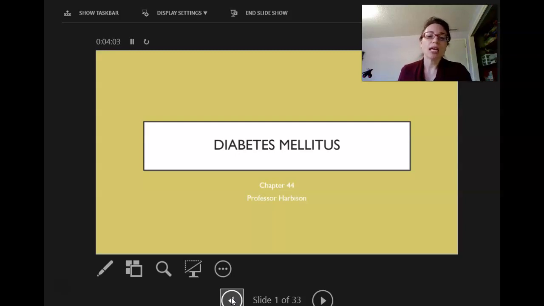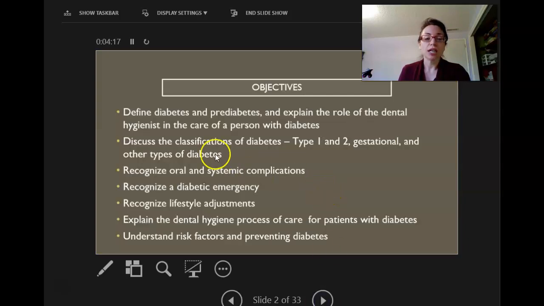We are talking about diabetes this week, and chapter 44 is the 4th edition of Darby and Walsh, and chapter 49 is for the 5th edition, depending on which one you're working out of. These are the objectives.